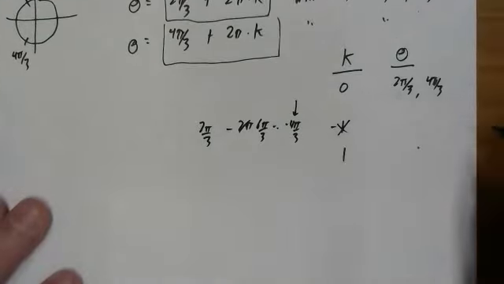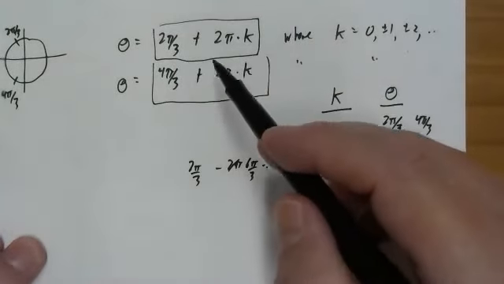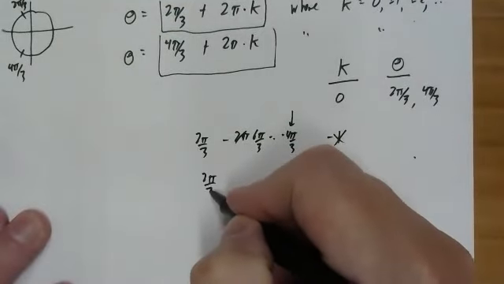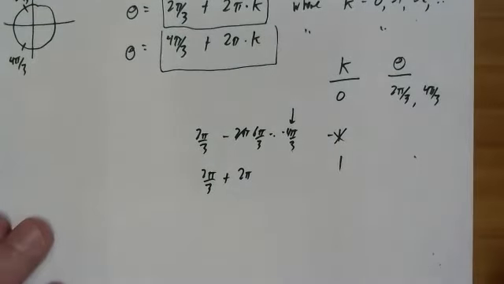So therefore, let's do k equals 1. When I put 1 for k, 2 pi over 3 plus 2 pi. Once again, you have to be able to add fractions. 2 pi over 3 plus 2 pi.